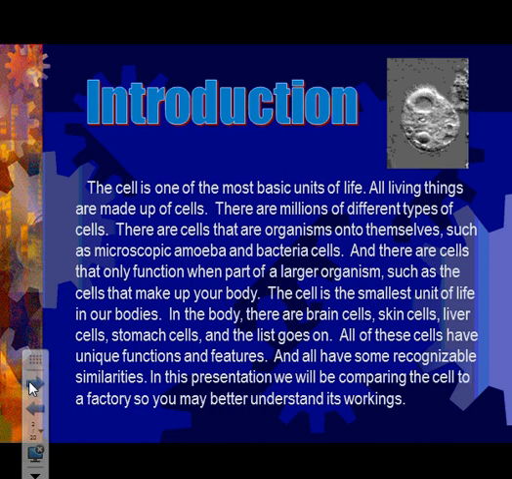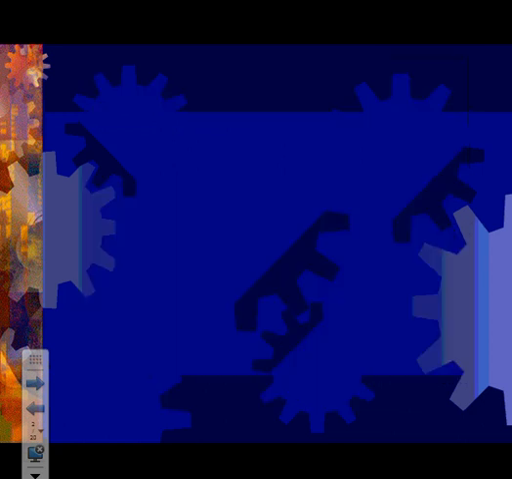In the body, there are brain cells, skin cells, liver cells, stomach cells, and the list goes on. All of these cells have unique functions and features, and all have some recognizable similarities. In this presentation, we will be comparing the cell to a factory so you may better understand its workings. The organism we see up here is a unicellular organism. It's a protist that you might find in pond water.